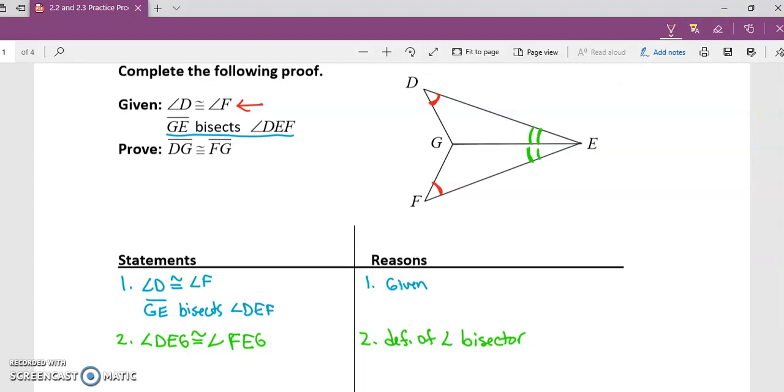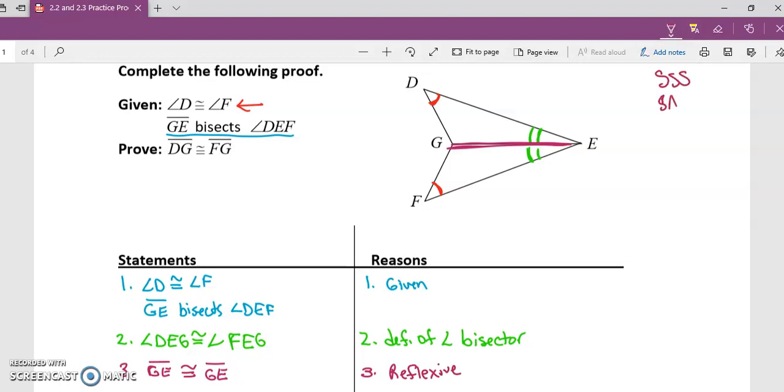And so now we also have our shared side. So we've got side GE is congruent to side GE. And again, when it's something congruent to itself, it's the reflexive property. Now, postulates. We had side, side, side.